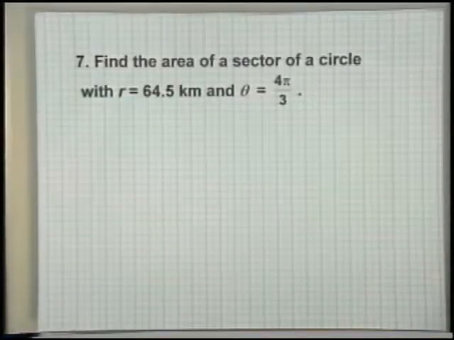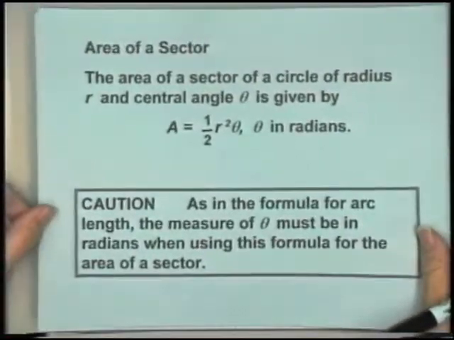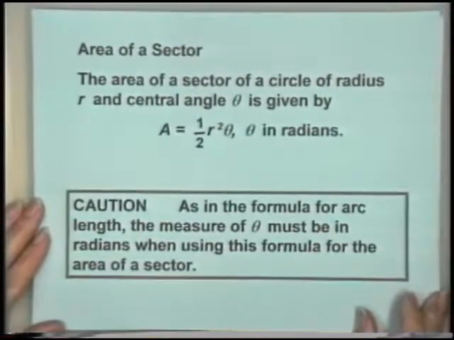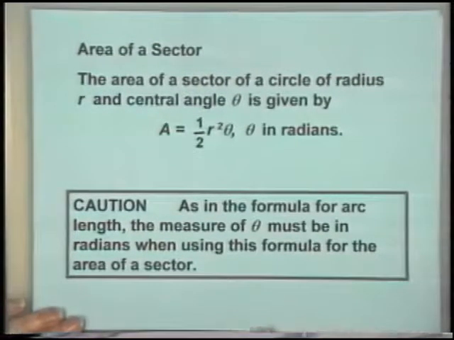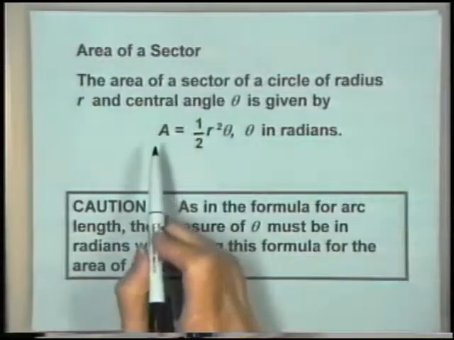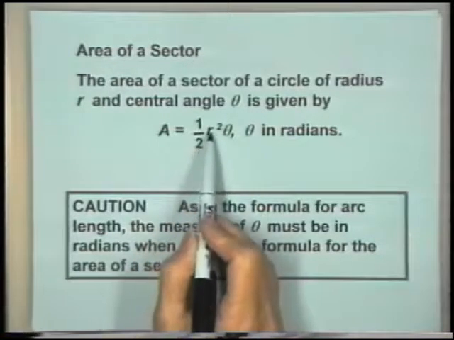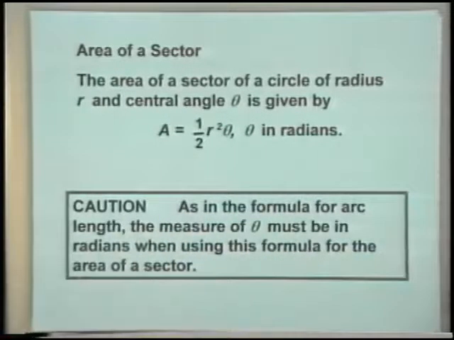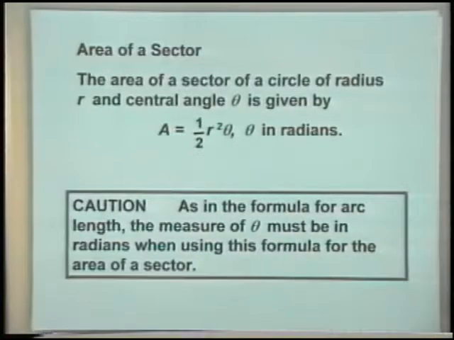We have a problem to work, but you might want to write that down. That's exactly what I just said. The area of a sector of a circle of radius r and central angle theta is given by A equals 1/2 times r squared times theta, with theta in radians. And caution, as in the formula for arc length, the measure of theta must be in radians when using this formula for the area of a sector.